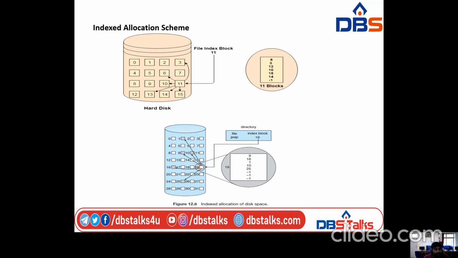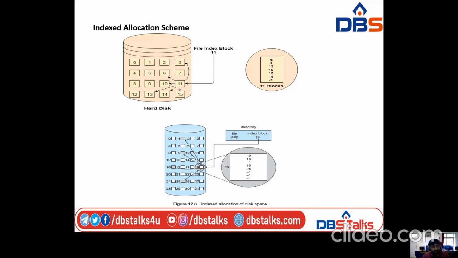The advantages are that there is no external fragmentation with linked list. Any free block can be utilized in order to satisfy the file block request. A file can continue to grow as long as free blocks are available. Coming to the disadvantages, random access is not provided. Random access means we want to access a particular block, but we can't. As well as, pointers require some space in the disk block.